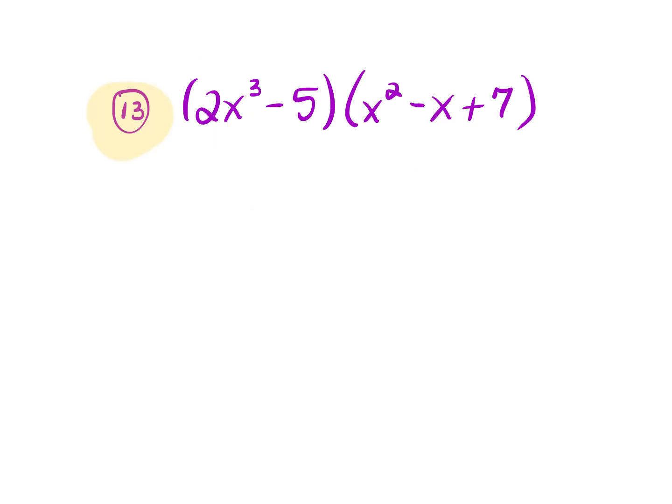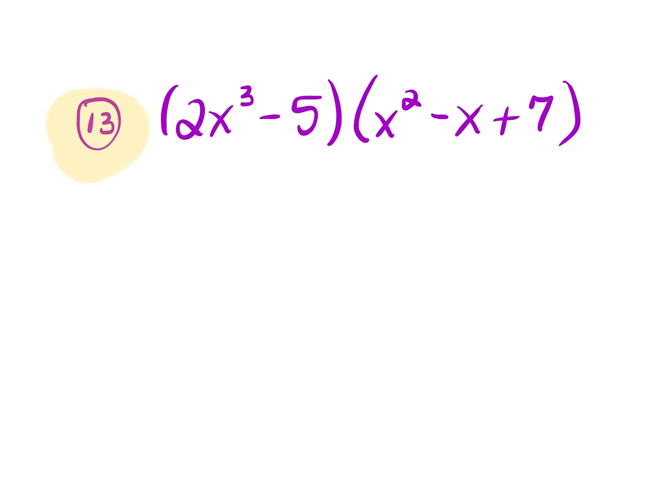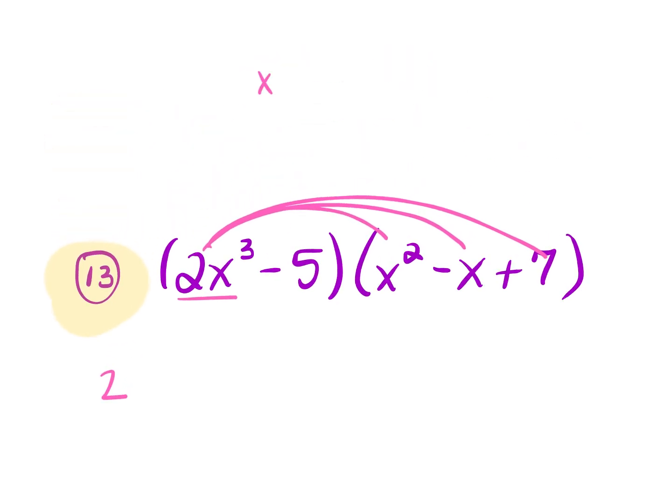For 13, we have 2 terms times 3 terms. So we have to make sure everything in the first set gets multiplied to everything in the second. So starting with 2x to the 3rd power, we're going to multiply that times all 3 things in the second parentheses. So what's 2x to the 3rd power times x squared? What do we think? 2x to the 5th power. Remember, when you're multiplying, add the exponents together. So if I have x to the 3rd power times x to the 2nd power, you add the exponents.